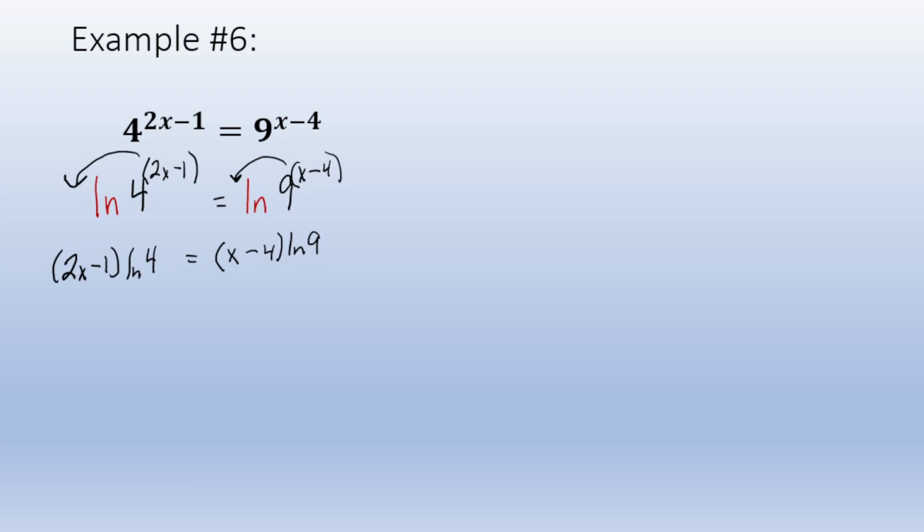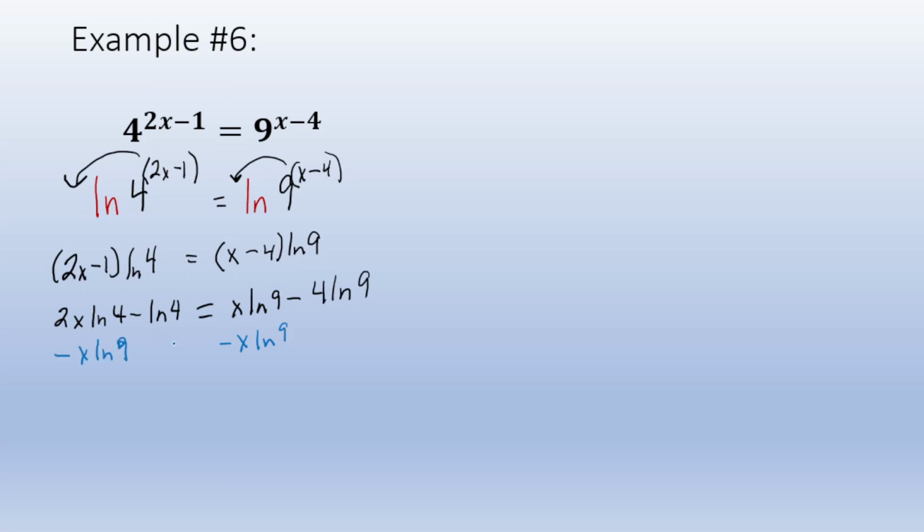One way that we can solve this is by distributing the natural log across the algebraic expressions on both sides. On the left side, that gives us 2x times the natural log of 4 minus 1 times the natural log of 4, which is just natural log of 4, equals x times natural log of 9 minus 4 times the natural log of 9. This does look a bit messy. Our goal is to get x by itself. We're going to take the terms that contain x and get those on the left side. We're going to subtract x natural log of 9 from both sides of the equation.